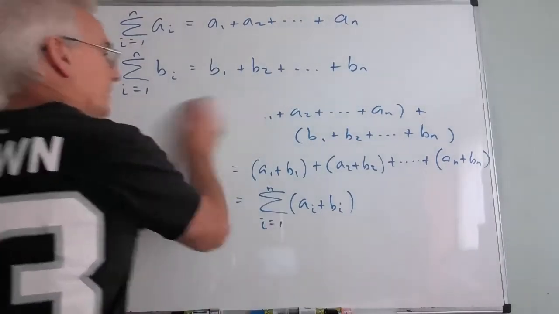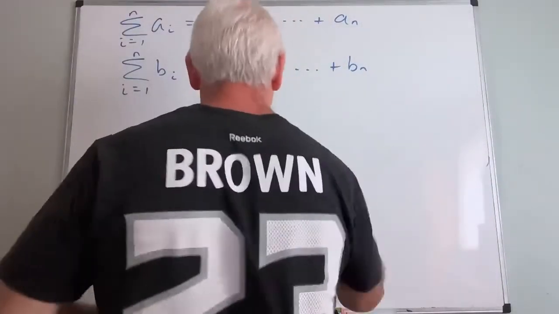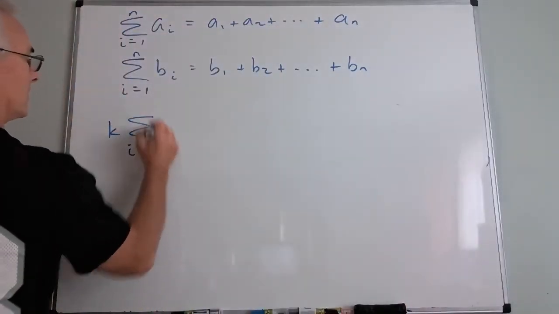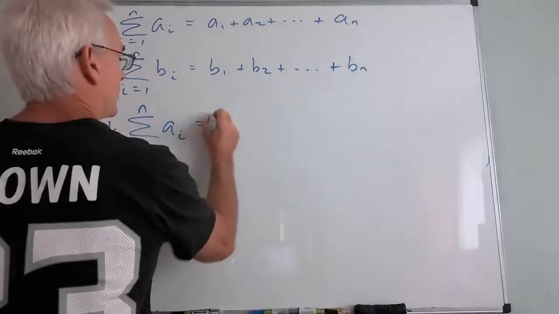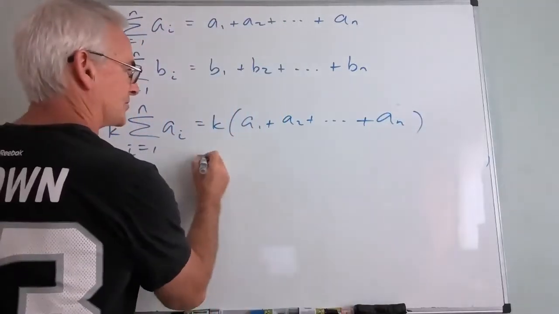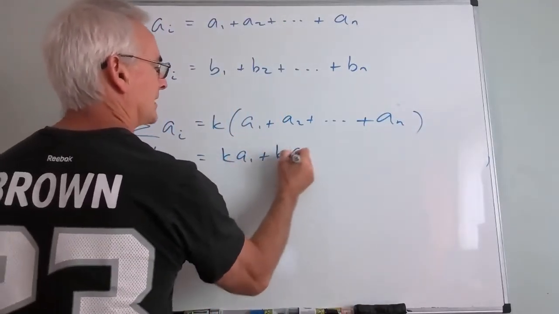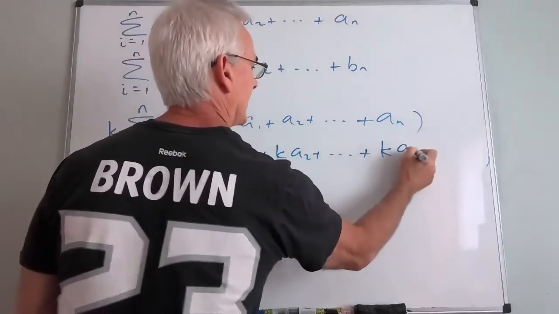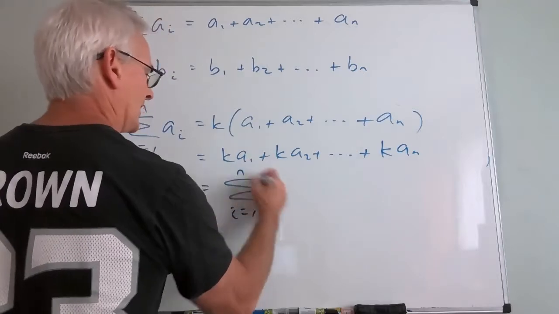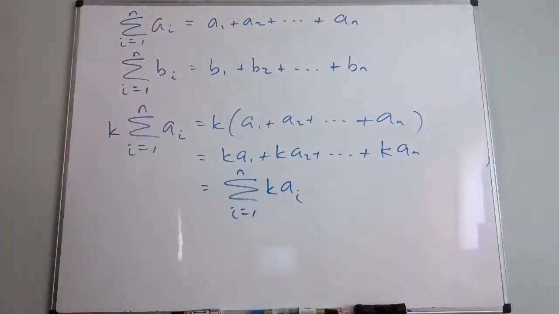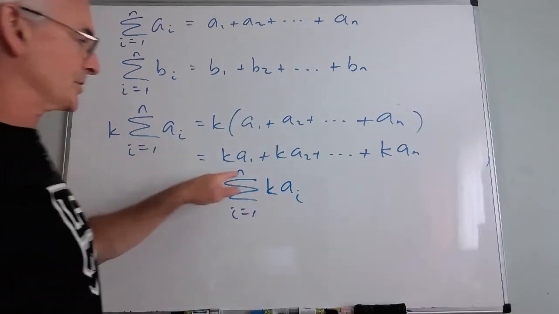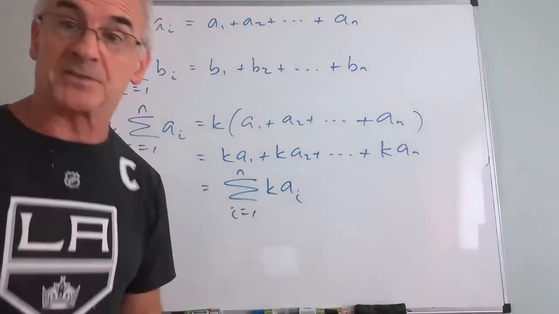So what if I want to do k times the sum from i equals 1 to n of ai? Well, then that would be k times a1 plus a2 all the way up to an. But if I distribute the k, that'd be k a1 plus k a2 all the way to k an. But you know, that sure looks to me like I'm just taking the sum from i equals 1 to n of k times ai. So a constant times the summation is a summation of the constant times the function. Same as in limits, derivatives, and integrals.